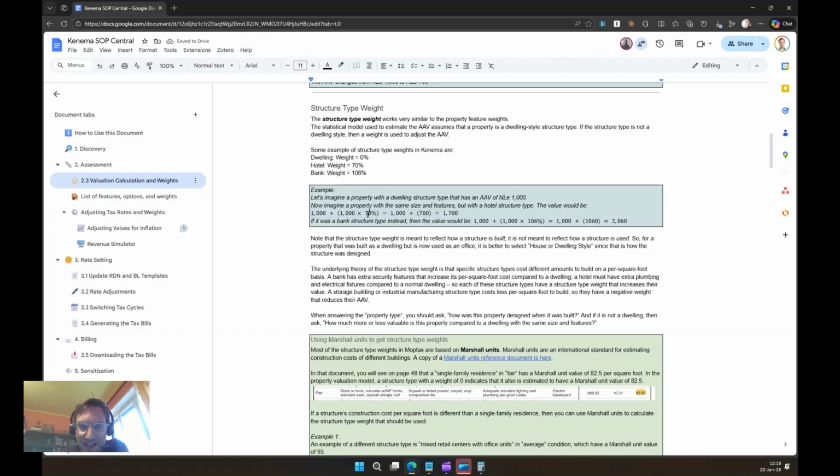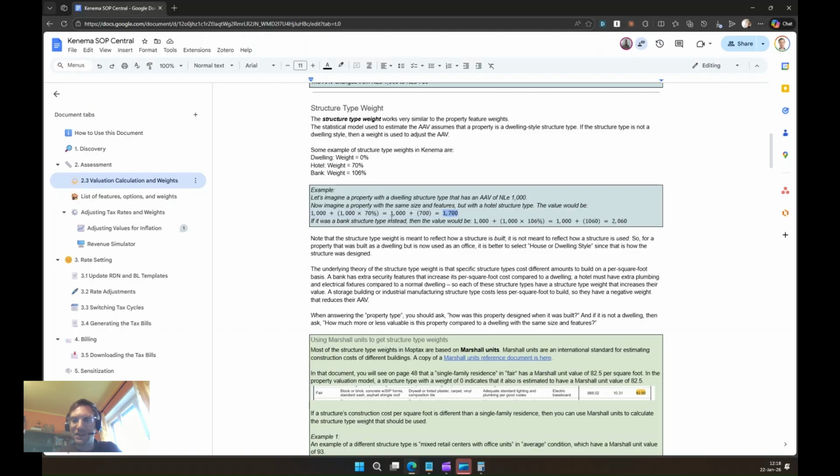If it's a hotel, then it has a weight of 70. So it's 1,000, the original assessed annual value, but then it has an additional adjustment from the structure type weight. So 1,000 times 70% is 700. So you take 1,000, you add 700, and you get 1,700. And this would be the value if the structure type was hotel instead of being dwelling or domestic, dwelling style, a house.